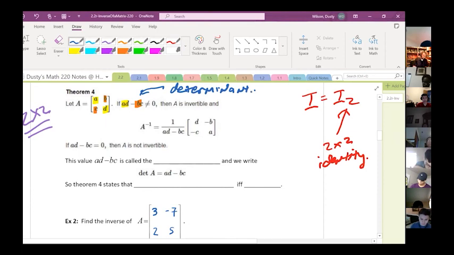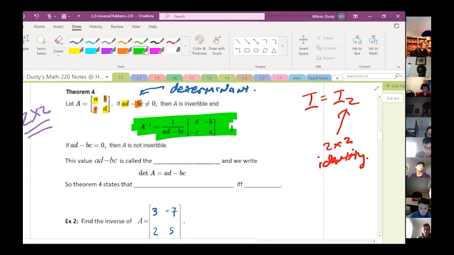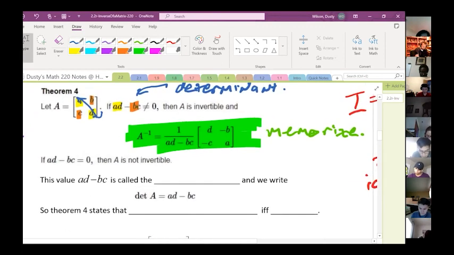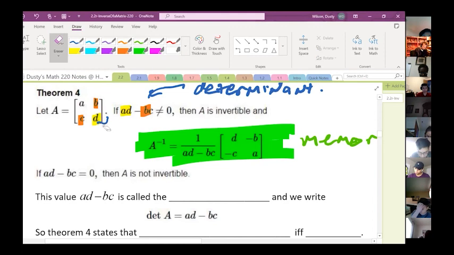So if A is [a, b; c, d], and if AD minus BC isn't zero, then A is invertible, and the formula for A inverse is this nice one right here. I would probably recommend that you memorize this, not because it's super important, but it'll just save you some time. In particular, what you'll notice is that the A and D are going to switch. So you had AD and now you have DA. Notice that these are switching, the signs are changing on the B and the C, and you're multiplying the whole thing by 1 over the determinant.